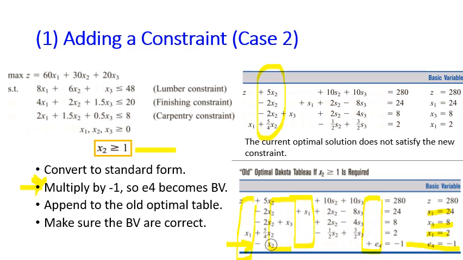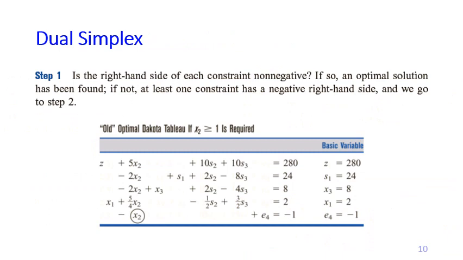Remember that canonical means the coefficient is 1. It is plus 1, not minus 1. So plus 1 in this row, and then 0 in all other rows in that column. So we have ensured that all the basic variables in this table are correct. Now we see that we have a negative right-hand side, so we need dual simplex. In the first step of dual simplex, we check: is there any right-hand side that is negative? Yes, we do, so we go to step 2.